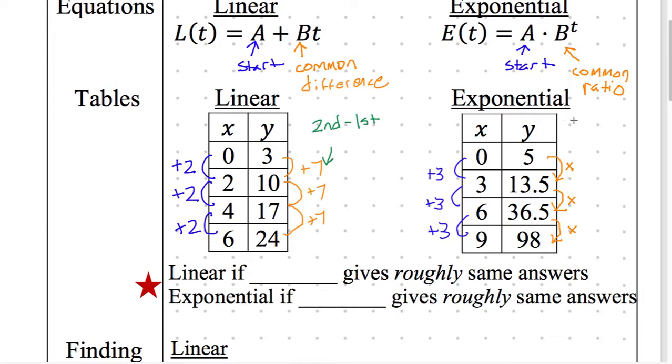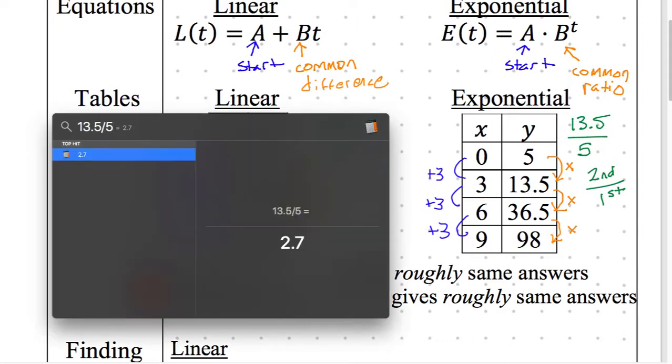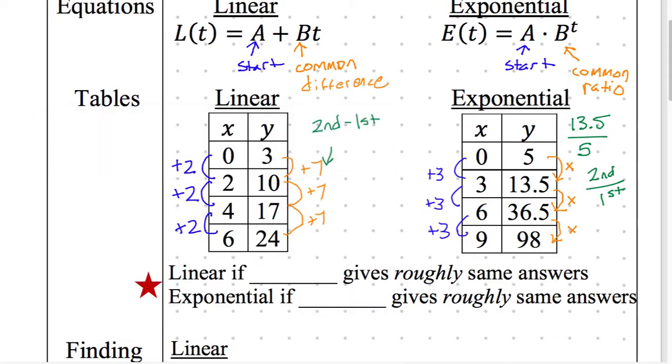For this example, I'm going to say 13.5 divided by 5. I'm doing the second divided by the first. And if I do that, 13.5 divided by 5, I'll find that my common ratio, in this case, was 2.7. So each of these common ratios was multiplying by 2.7.